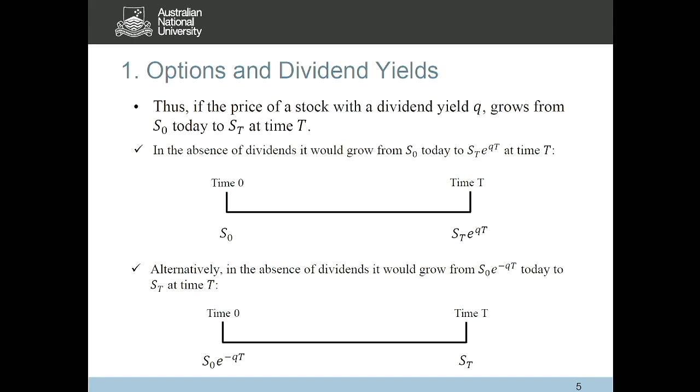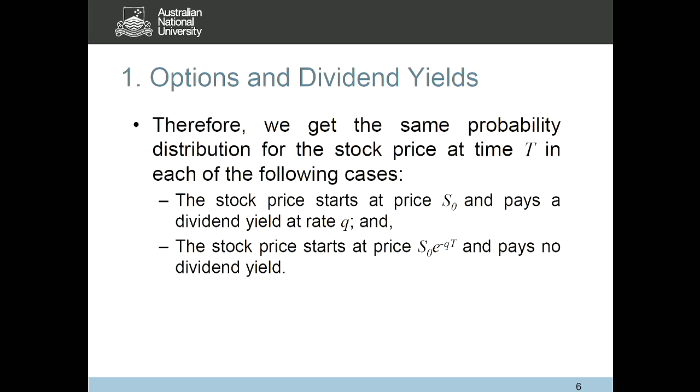Okay, so if we understand this second graph here, then the rest of this lecture is almost identical to what we have done in the previous week. We simply replace all of the S0 in the equation with S0 times e to the power of minus QT. Then we can work out the option price. Does that make sense? Yeah, so that's basically what I said. The share price starts at S0 times e to the power of minus QT and pays no dividend yield.